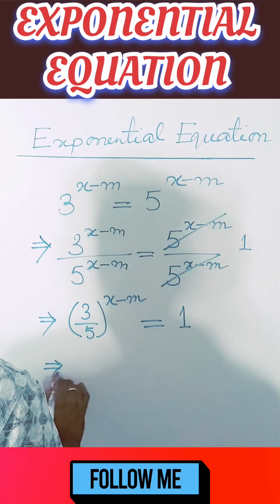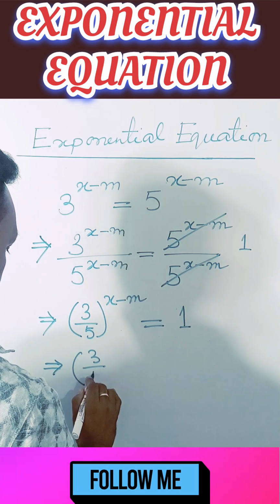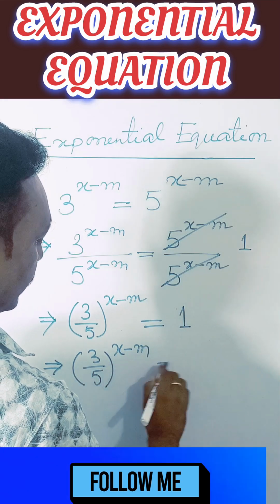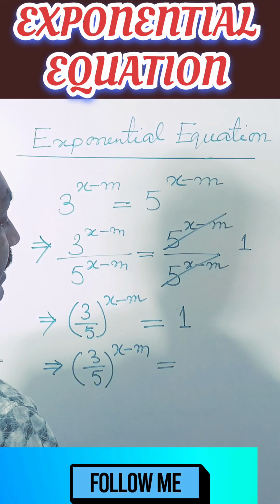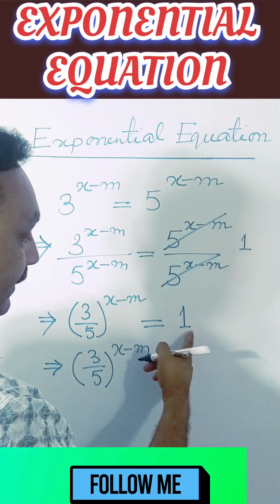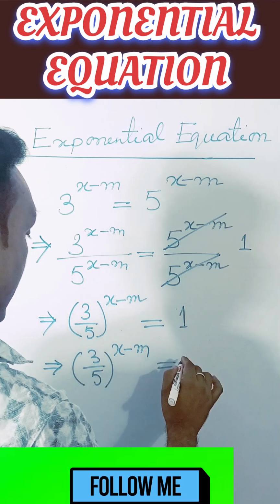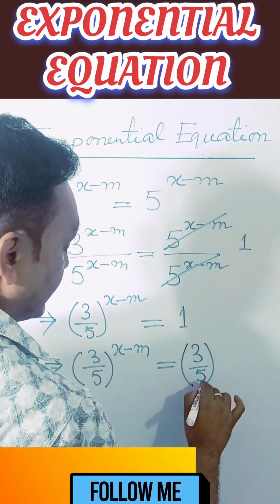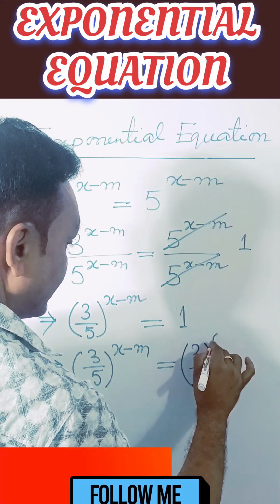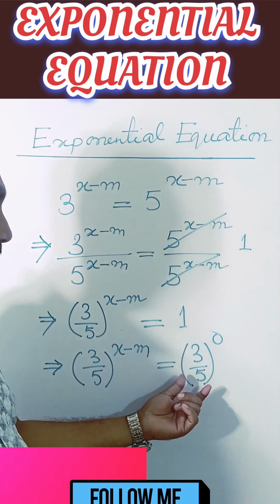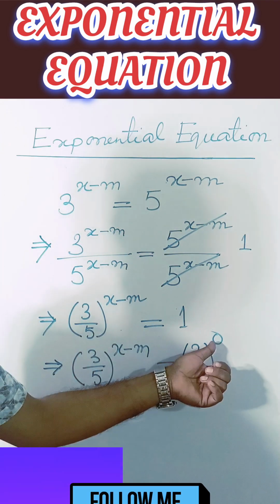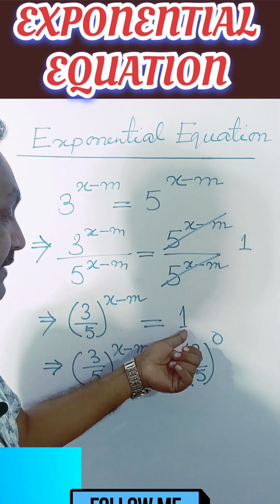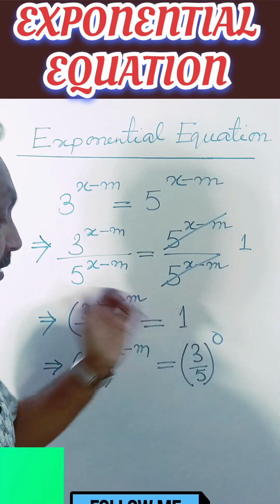So now what we can do, 3 over 5 raised to the power x minus m equals 1. As we know, anything to the power 0 gives you 1. So instead of 1, I can write 3 by 5 to the power 0, because any rational number whose power is 0 will give you 1.